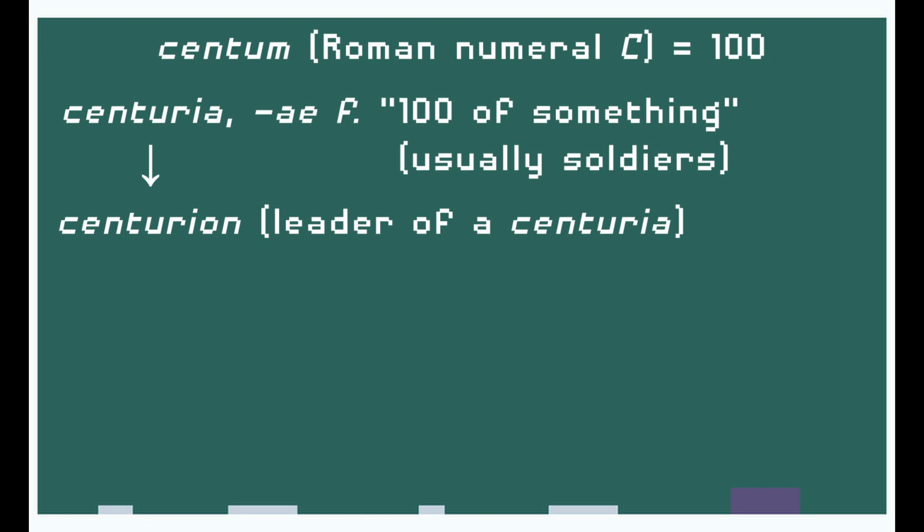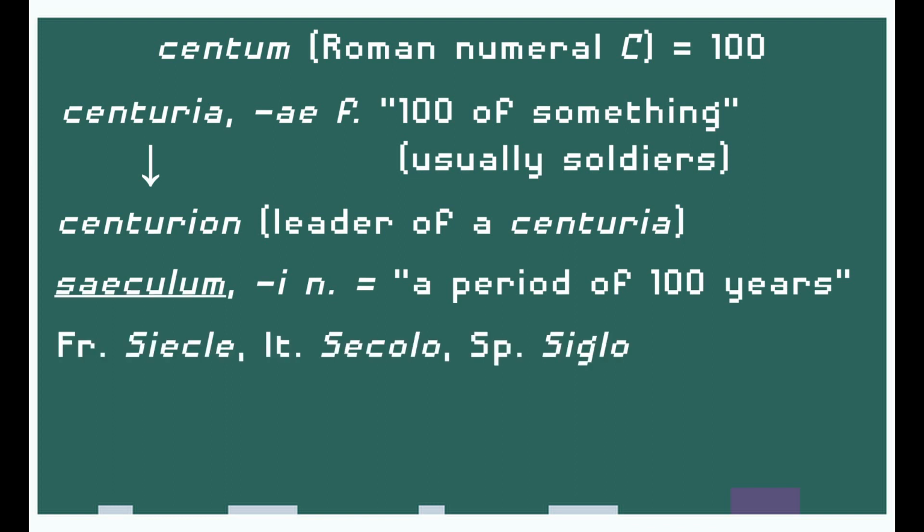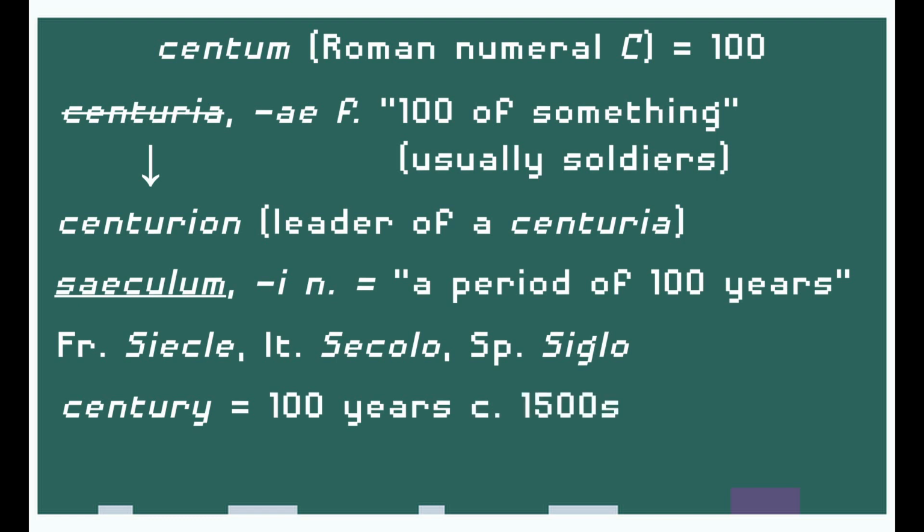The Romans didn't use this word to refer to a period of 100 years, though. They had another word, saeculum, for that. The word century in the various Romance languages comes from this Latin word, not from centuria, interestingly. It seems that century began to refer to not just 100 of any old thing, but of 100 years specifically, sometime in the late 1500s.